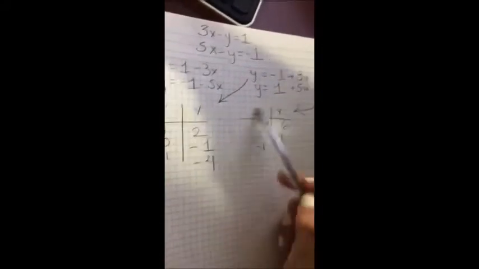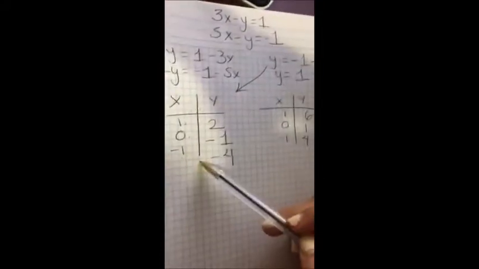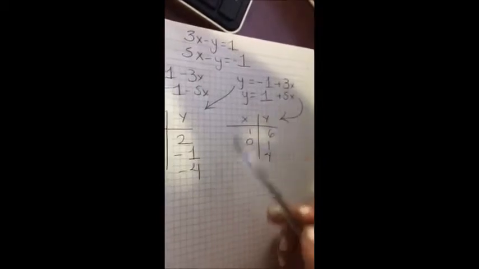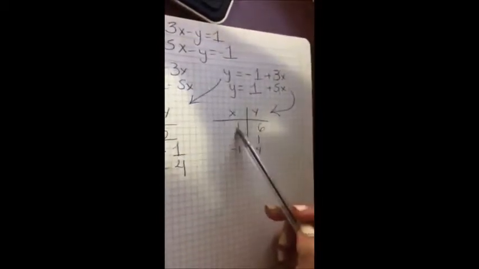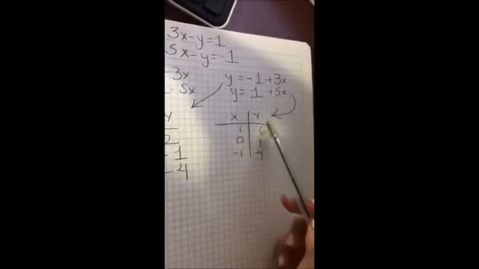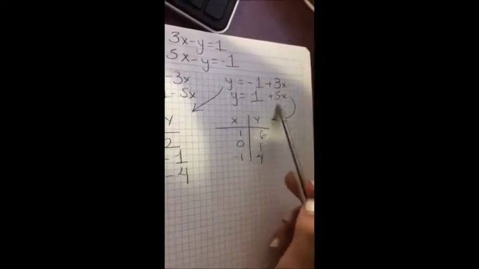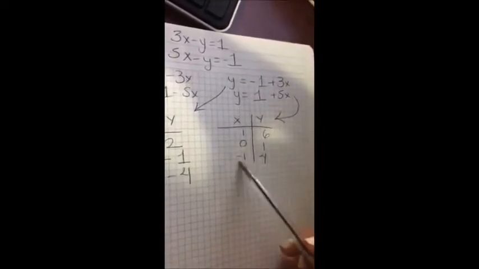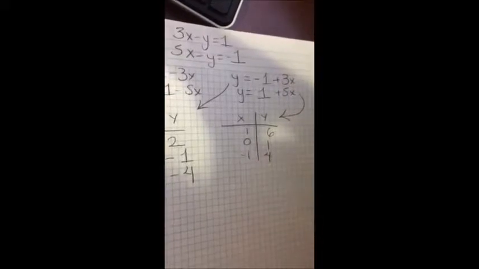So what we did was substitute 1 in here, gives us 2, 0 next, gives us minus 1, in here, gives us minus 4. And in this one, 1 in this one, gives us 6, 0 in this equation gives us 1, and minus 1 in this equation gives us minus 4.